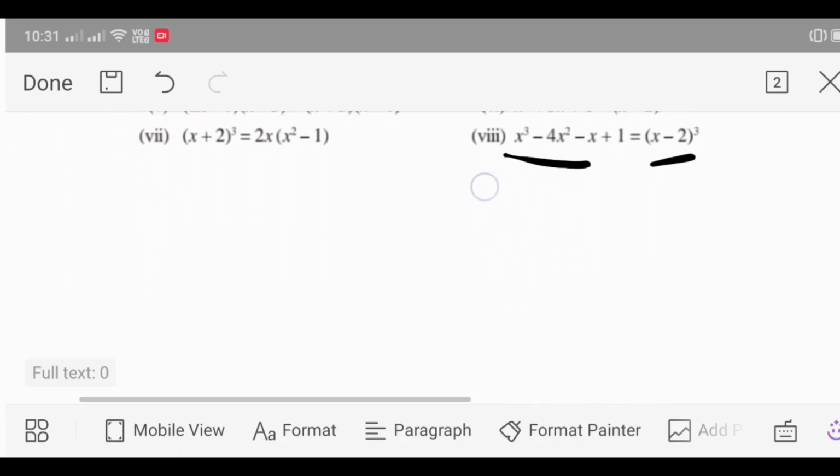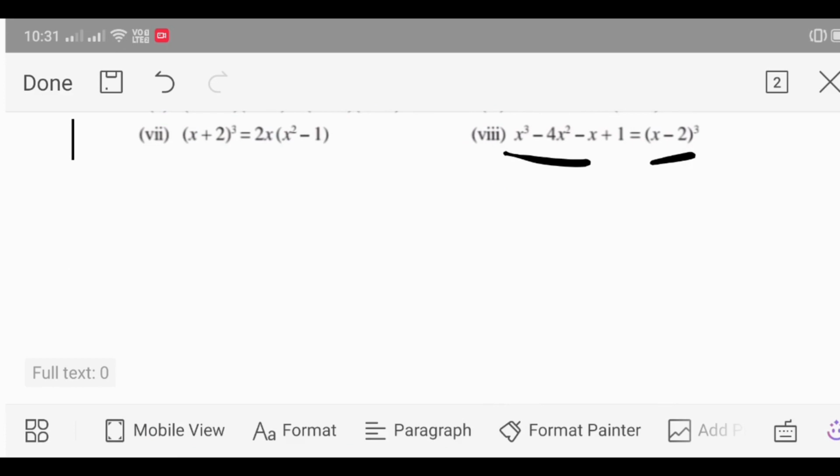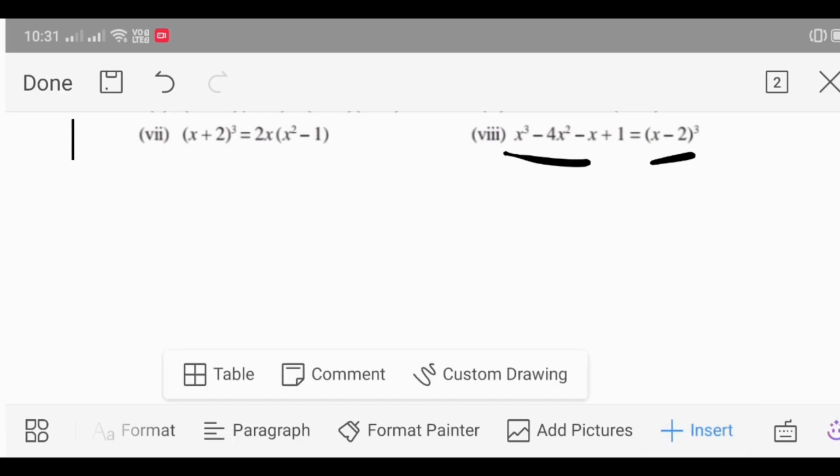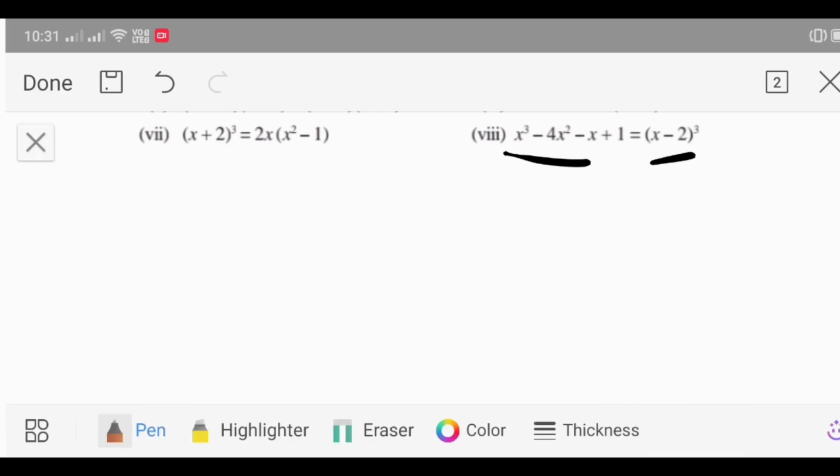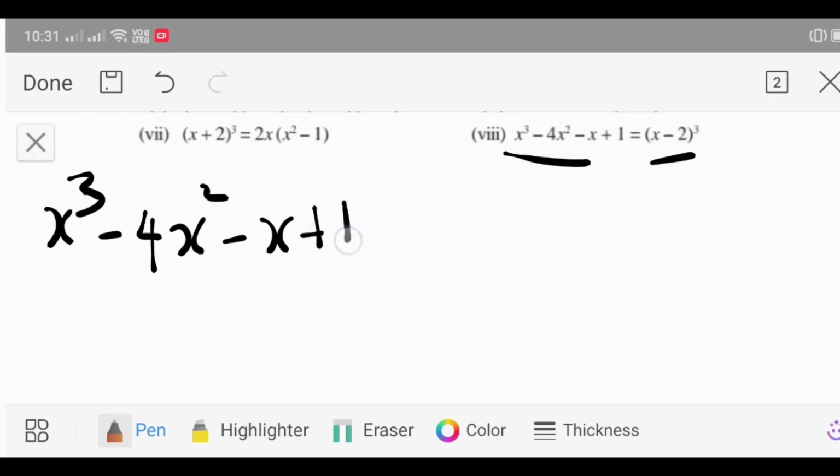Okay, in the 8th question we have a left side and a right side. The left side is already expanded, so we don't want to expand anything. We only need to expand the right side. The left side is x cube minus 4x squared minus x plus 1.